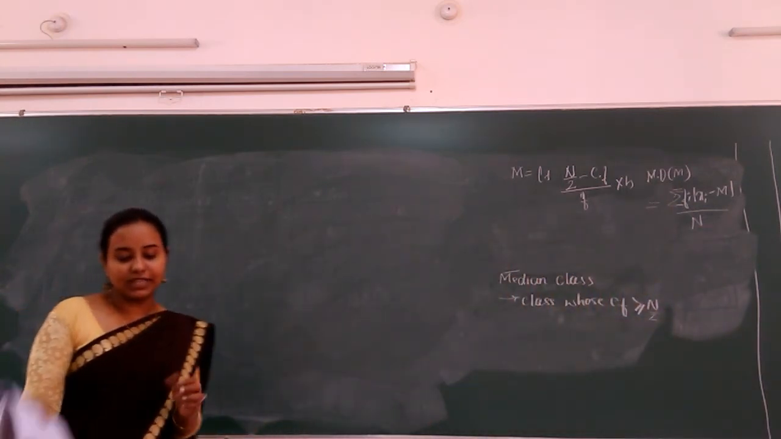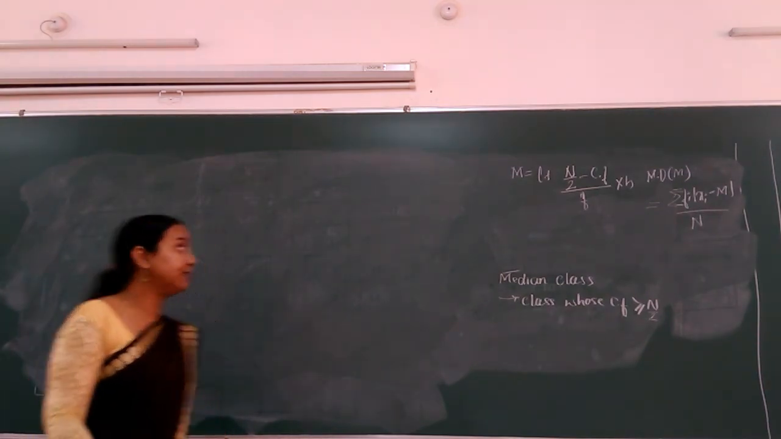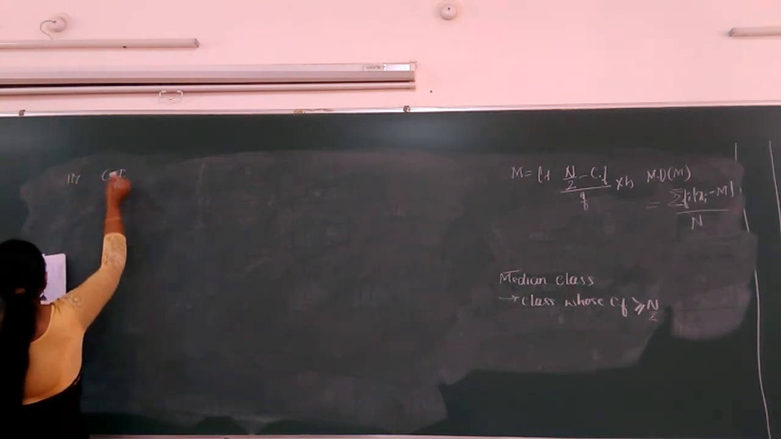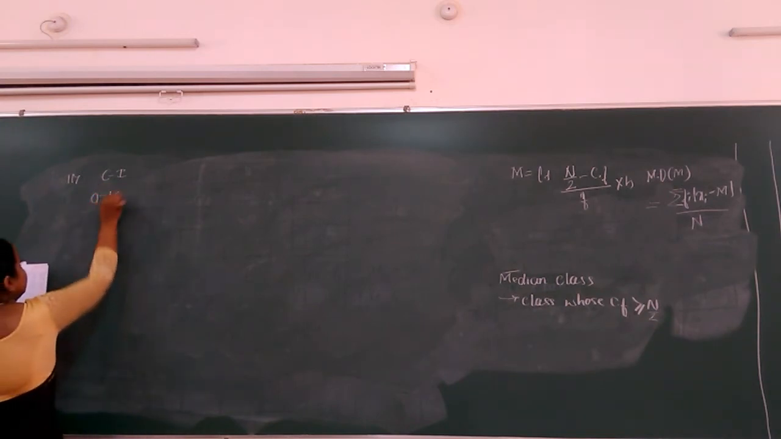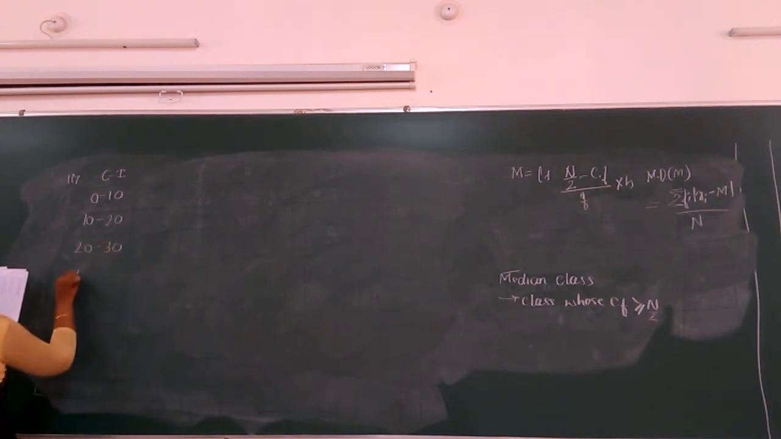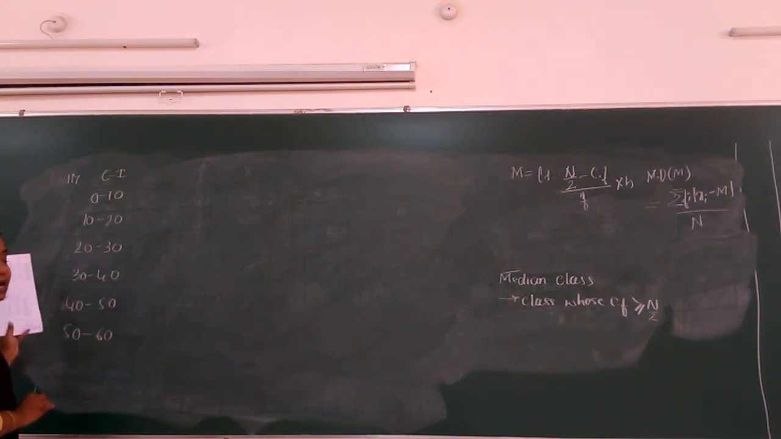What is given in the 11th question? Marks of students and the number of girls who have got those marks are given. The class intervals are 0 to 10, 10 to 20, 20 to 30, 30 to 40, 40 to 50, 50 to 60. For example, the exam was conducted for 60 marks, and out of 60 marks they have divided the marks into 0 to 10, 10 to 20, 20 to 30, up till 50 to 60.